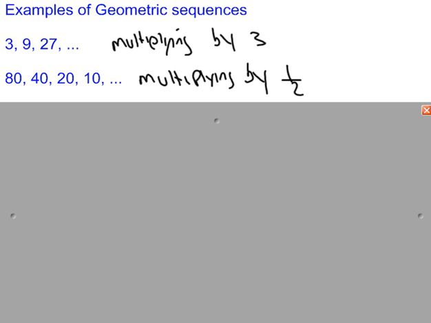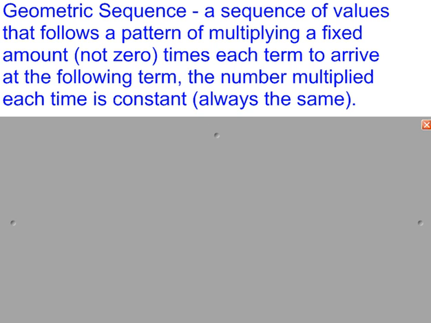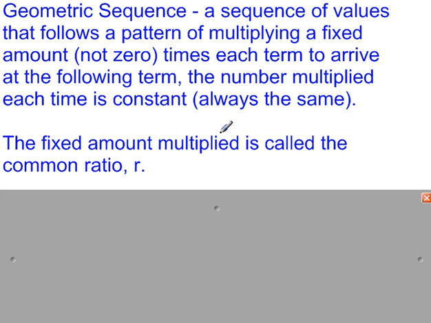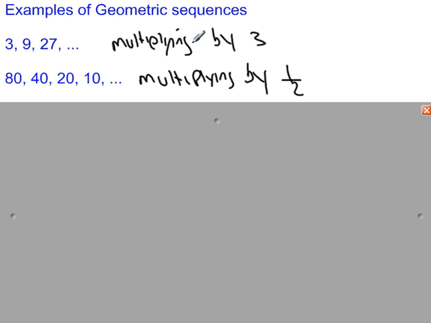That fixed amount you're multiplying by has a special name. It's called the common ratio, and it's denoted R. So the common ratio here is 3, or we can denote it R equals 3. Here we can say R equals a half.